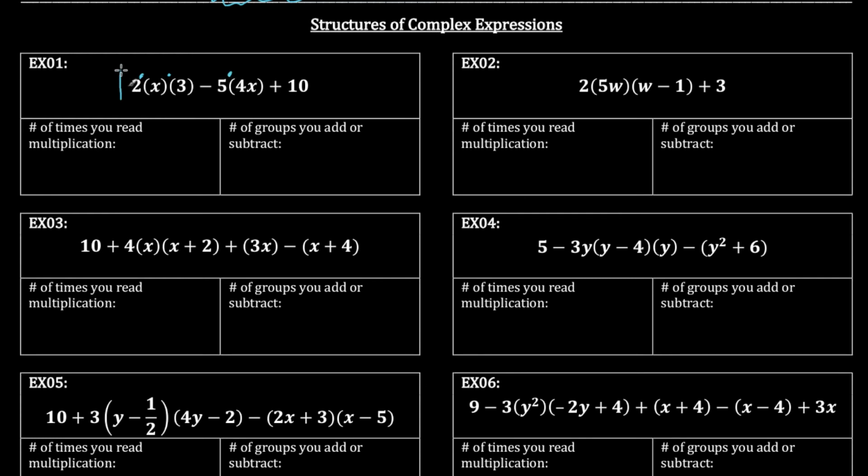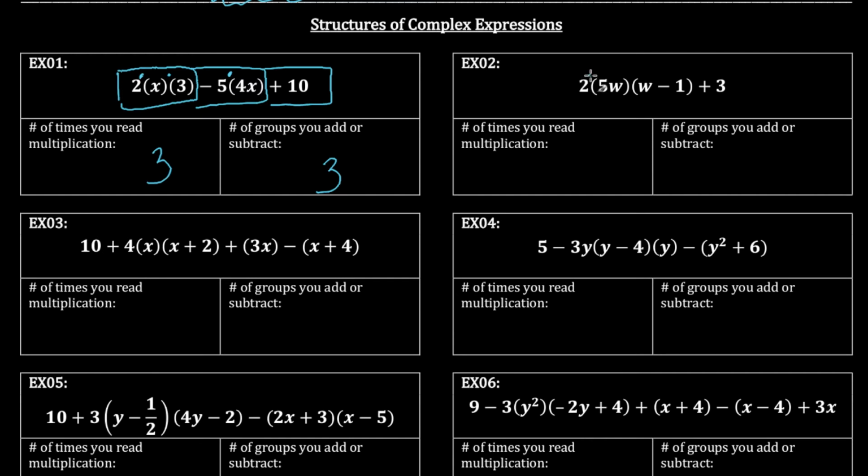So we actually have 3 times where we read multiplication, so 3 right there. And let's go ahead and form our groups. 2 times x times 3. Remember, this will go together. Remember, it's groups that we're adding and subtracting. Minus 5 times 4x plus 10. So 3 groups also.